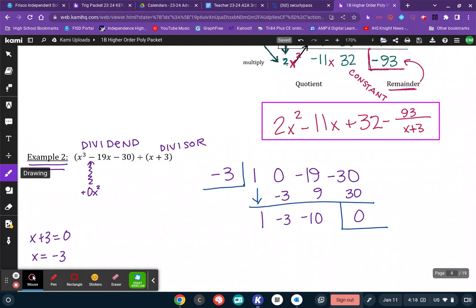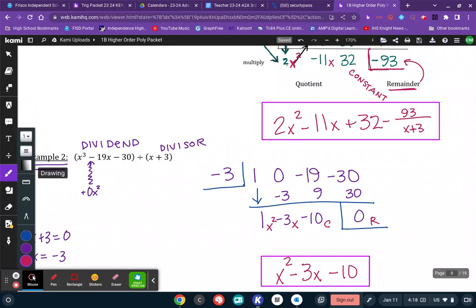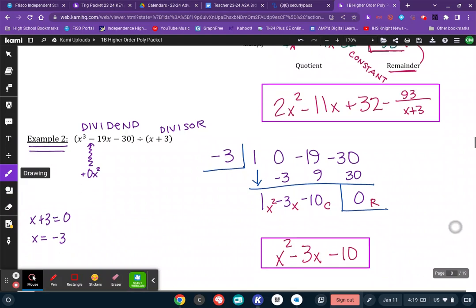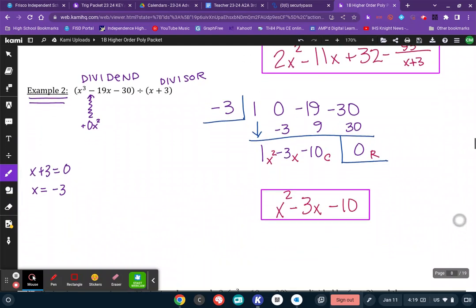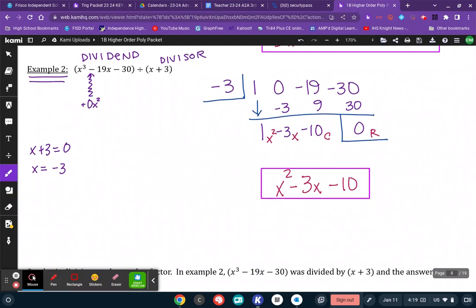So now I'm ready to write my quotient. This is the remainder. This is the constant. Then I have x to the first power, x to the second power. So my quotient is x squared minus 3x minus 10. There's no remainder here, so I'm all done. Much cleaner of a process than long division is, but again, both types of division are useful.